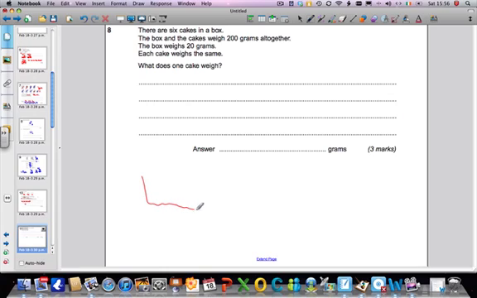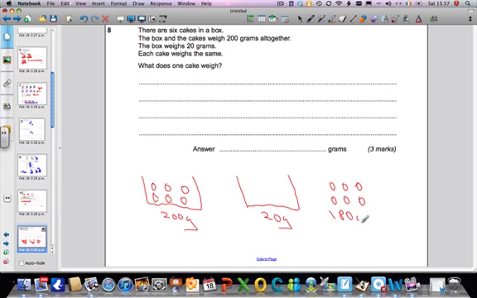Well, I'm going to draw you a little diagram. And suppose we have 6 cakes. 3, 4, 5, 6. We've got 6 cakes in a box. And we know that the total weight of this box is 200 grams. But it also tells me that the box weighs 20 grams. That means that the 6 cakes, 3, 4, 5, 6, must weigh 180 grams.